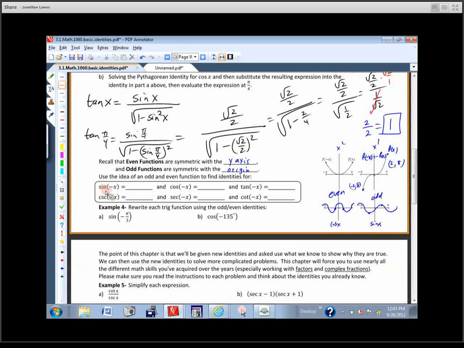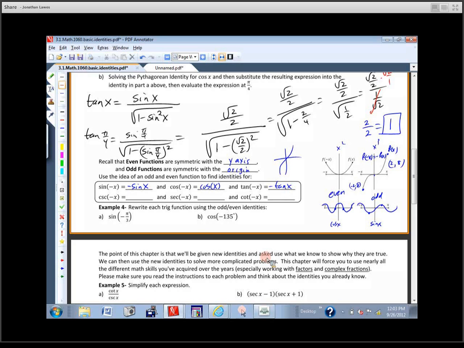So because sine is odd, the sine of negative x is the negative of sine of x. It's kind of like pulling the negative out front and kind of simplifying the angle that we're using. Cosine is even. So if you go to negative x, you get exactly the same thing as if you just plugged in a plain old x. So sine is odd, cosine is even. Think about tangent. Is tangent odd or even? Odd. So tangent of negative x is negative tangent of x.